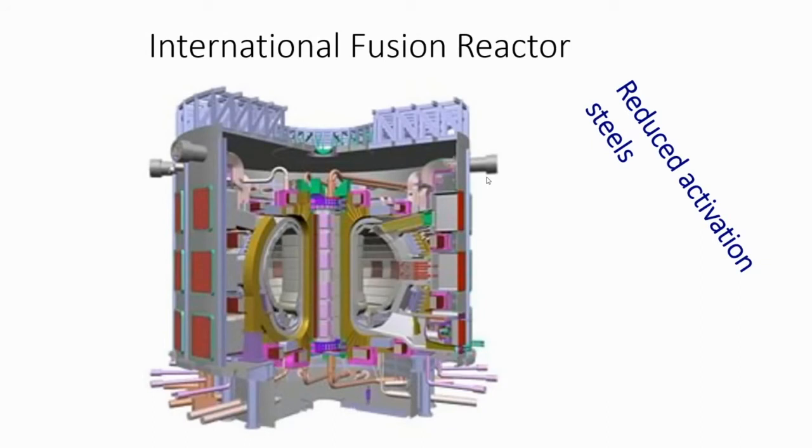First of all, it introduces lots and lots of defects which compromise the properties. But secondly, by transmutation, it creates other elements inside your material. And you do not want to create elements which have a long half-life in terms of radioactivity, because we don't want to create nuclear waste.